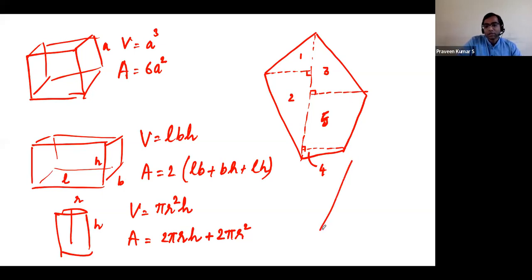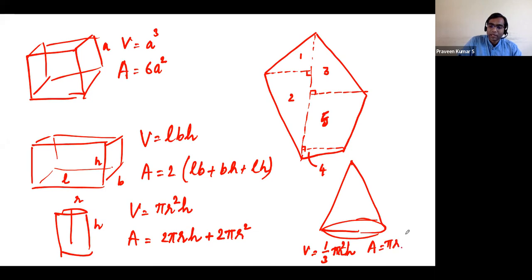Then you have a case where you have a cone. So in the cone, the volume will be 1/3 of the volume of a cylinder. So it will be 1/3 pi r square h. And what will be the area? Area will be equal to pi r l, where l is this length, the slant height. And if they are saying total surface area, then you have to add this area at the bottom also. So it will be pi r square.